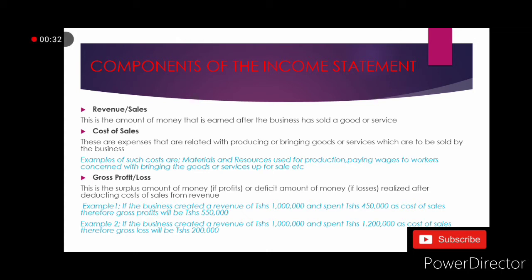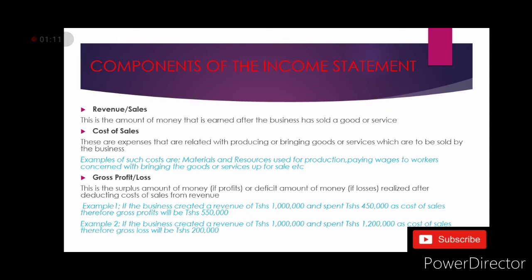Second component, cost of sales. These are expenses that are related to producing or bringing goods or services which are sold by the business. These are expenses that are concerned with preparing a good or service or putting it in a state where it is fit for sales. You know, for you to sell stuff, that stuff doesn't come for free. There is a cost that a business has incurred in order to get that product or service in that particular quality and in that particular quantity for it to be sold.